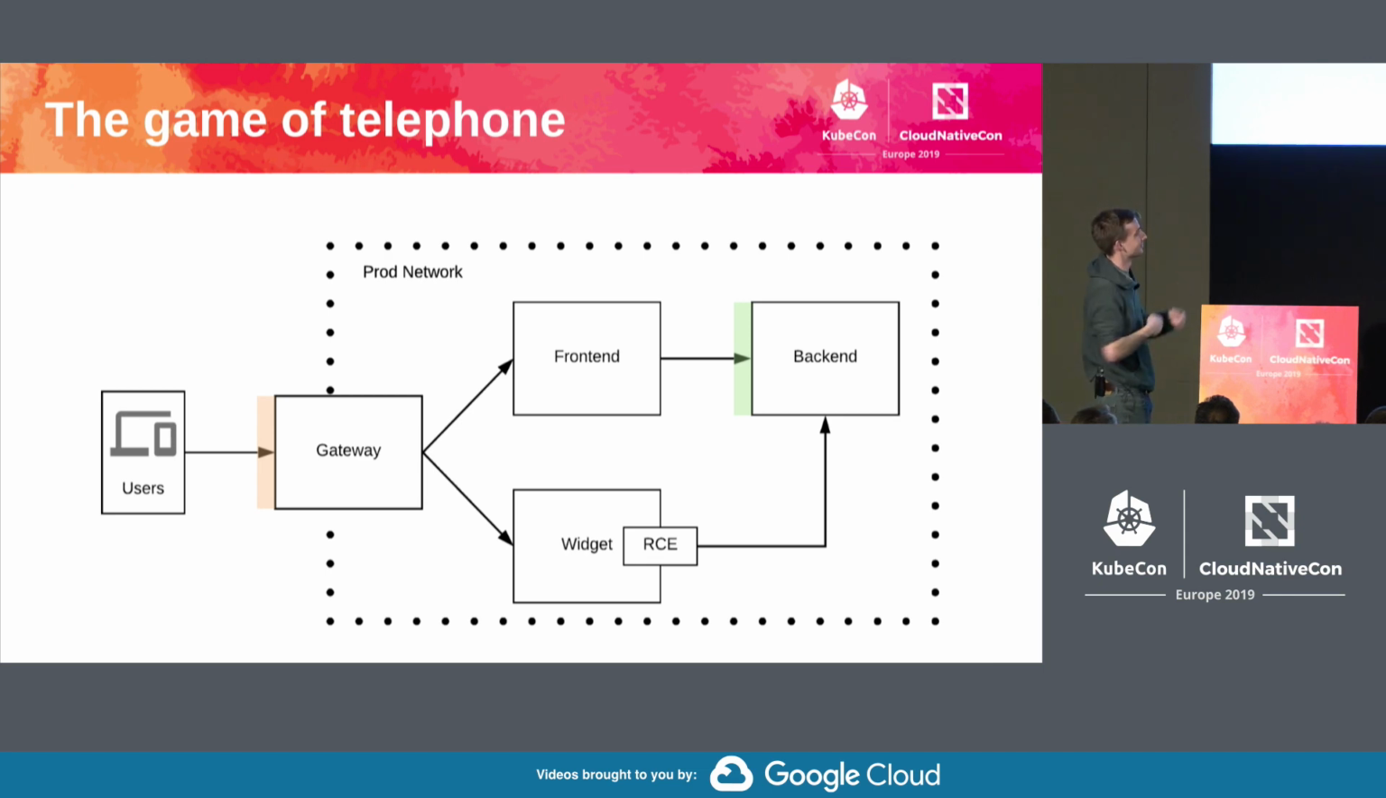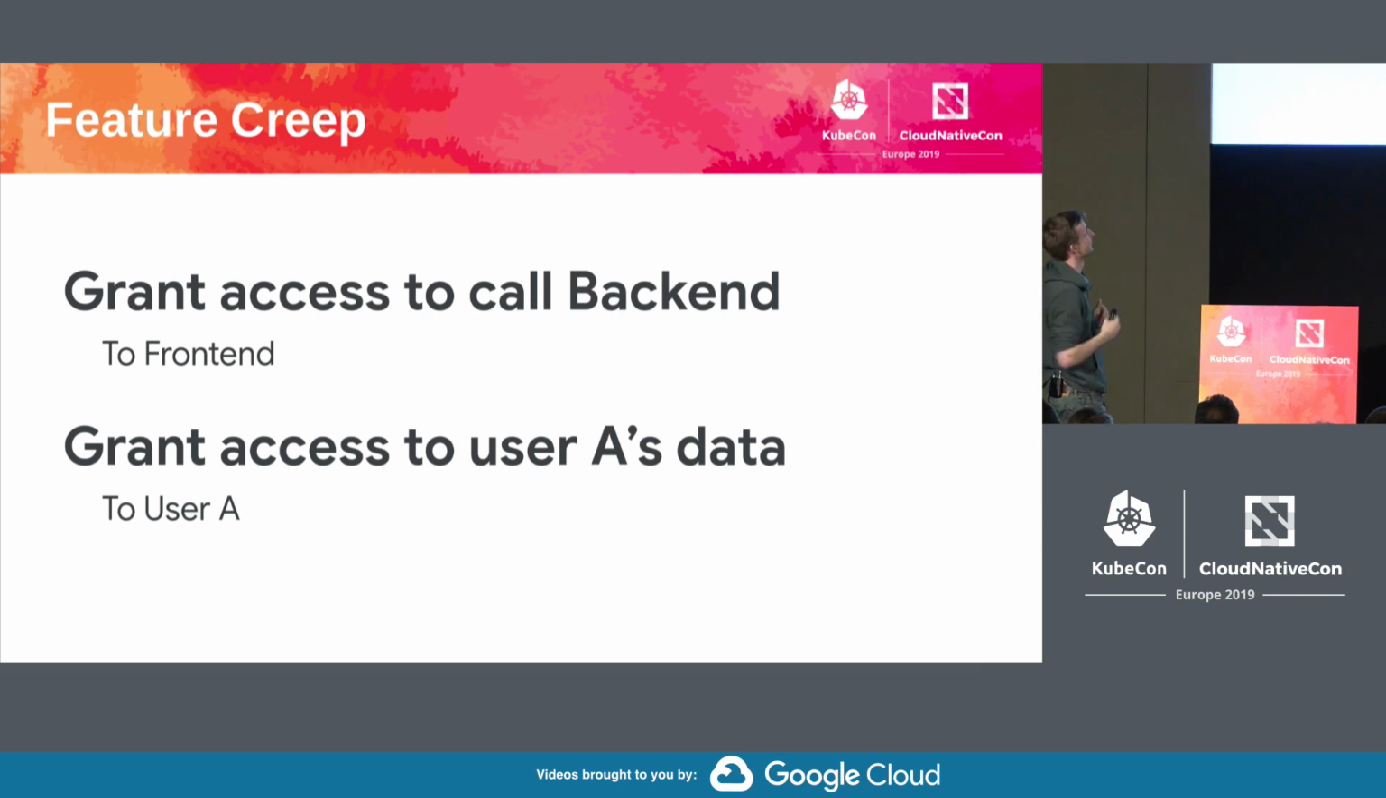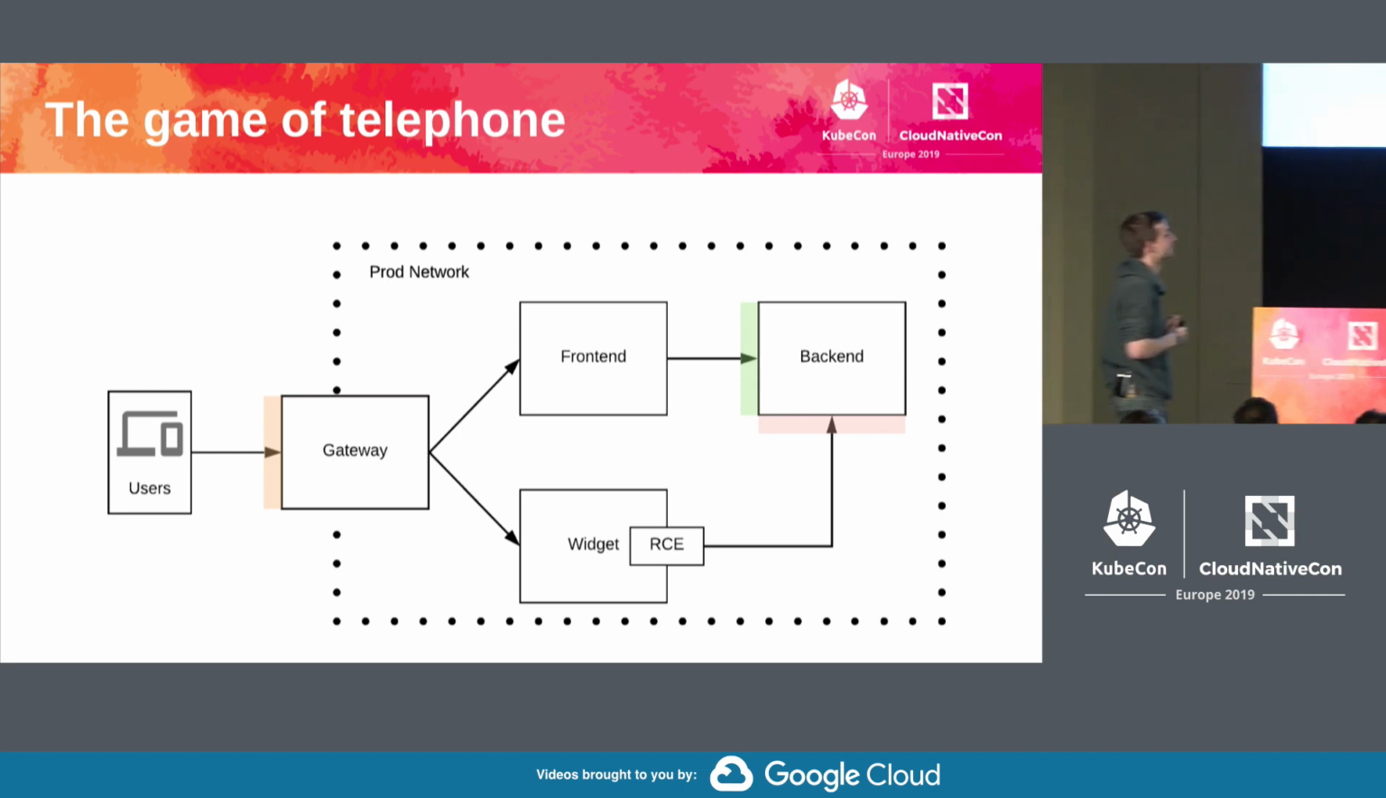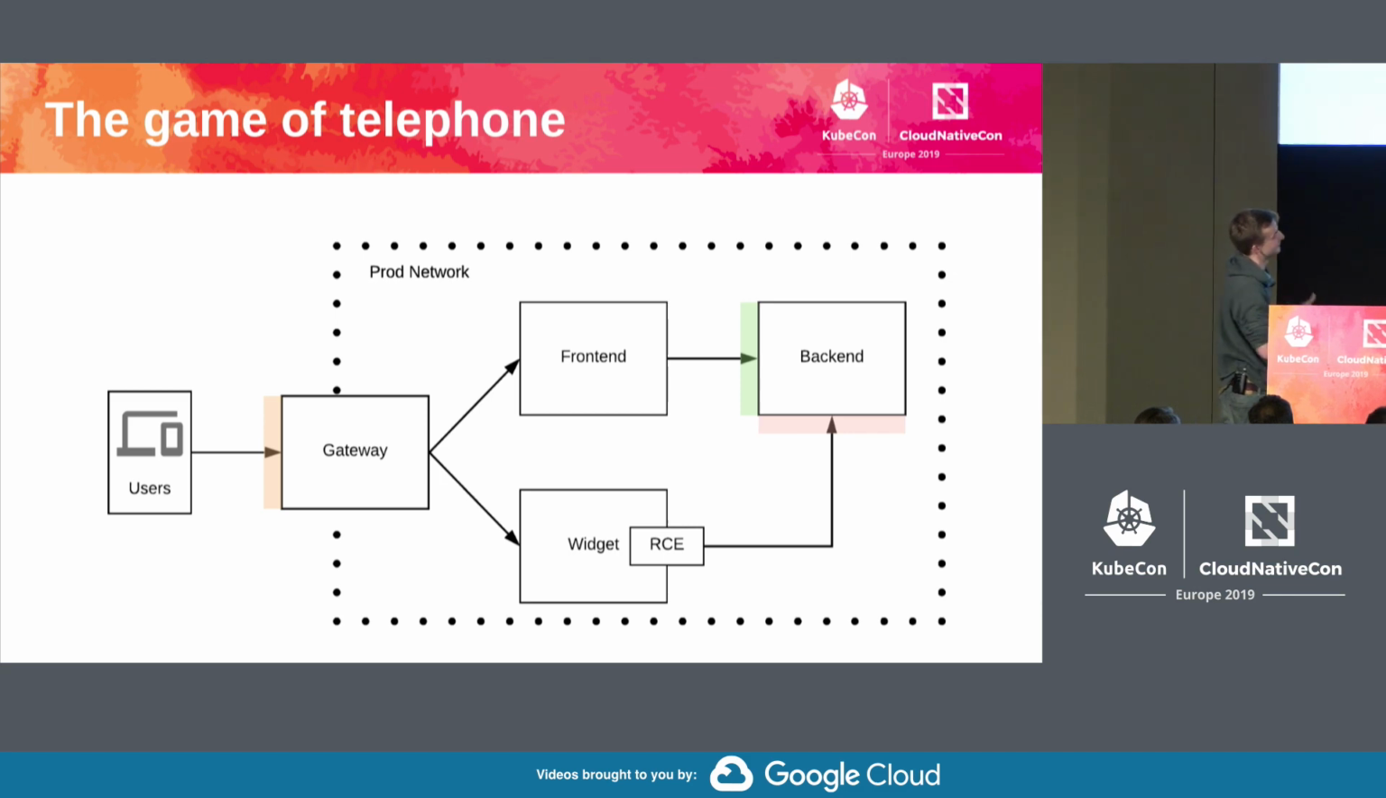So potentially we were overzealous with our shift, and what we really wanted to do is simultaneously enforce that coarse-grained authorization policy and the fine-grained authorization policy. So we grant access to front end to call back end, and we grant access to user A to read user A's data. And what we get is a picture that looks like this. This is pretty good. This feels like where our security team wants to be.